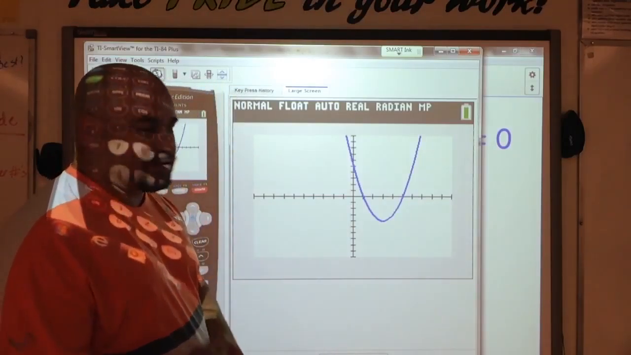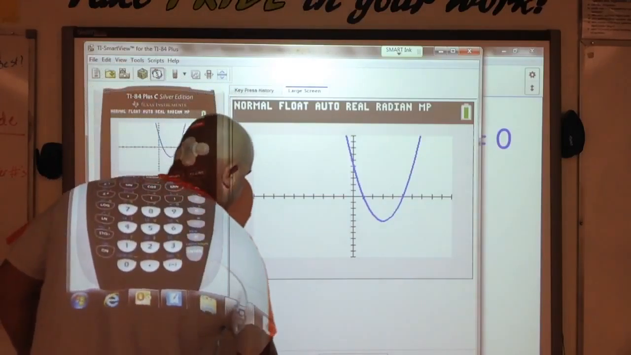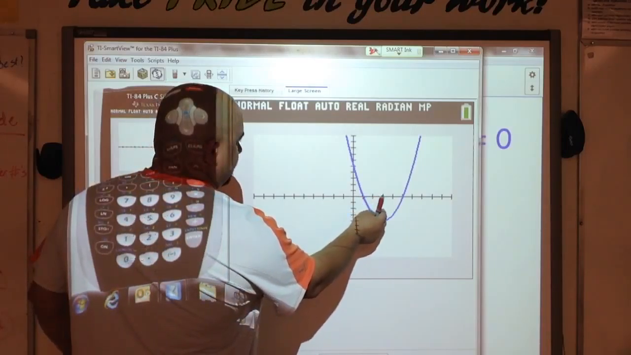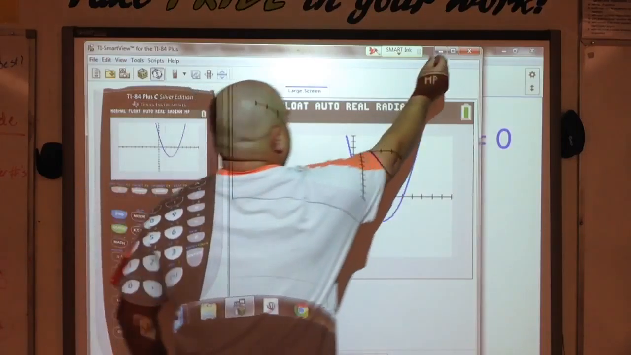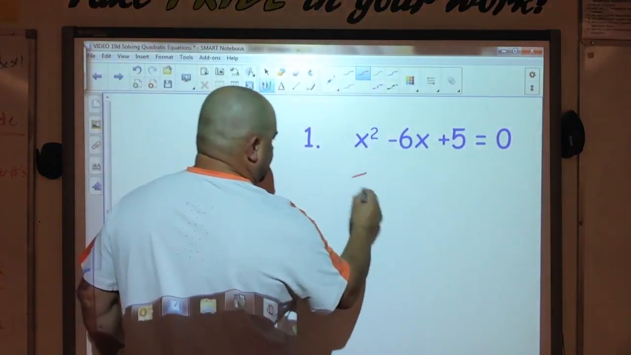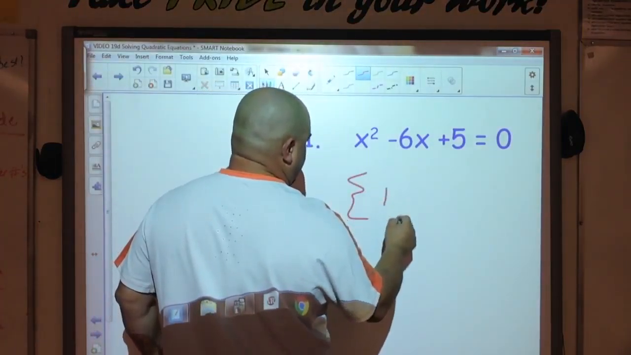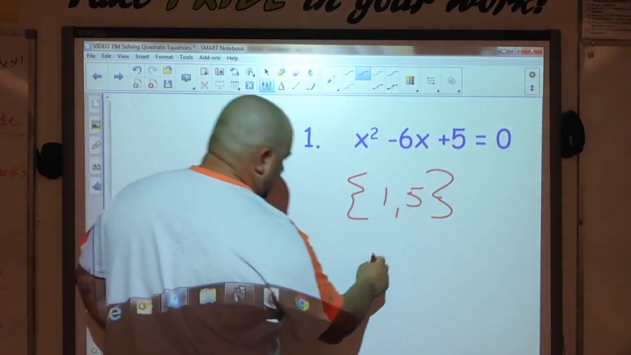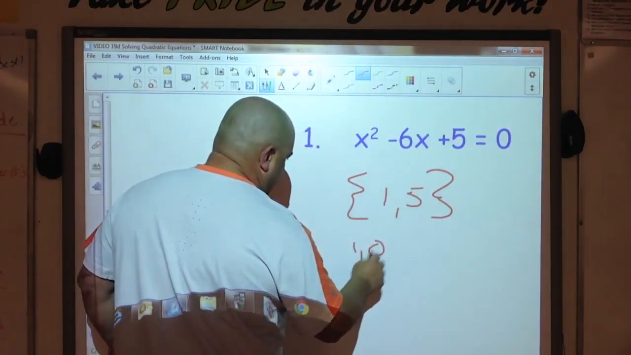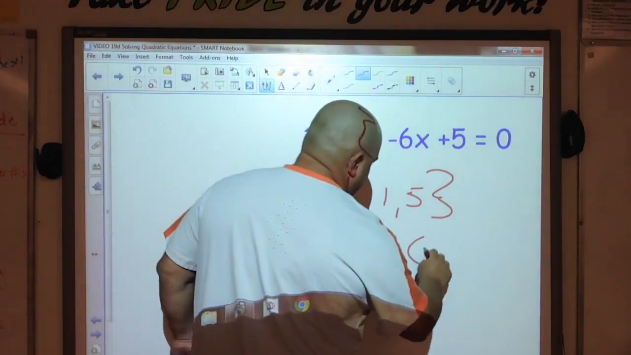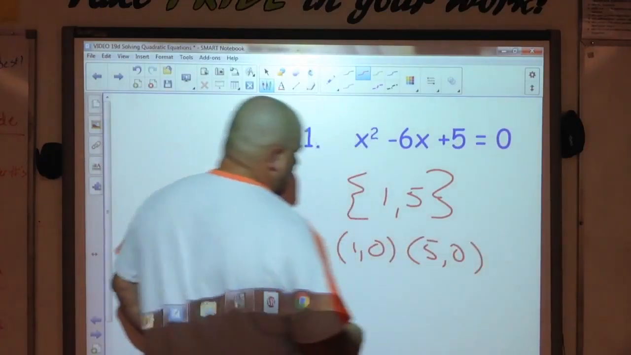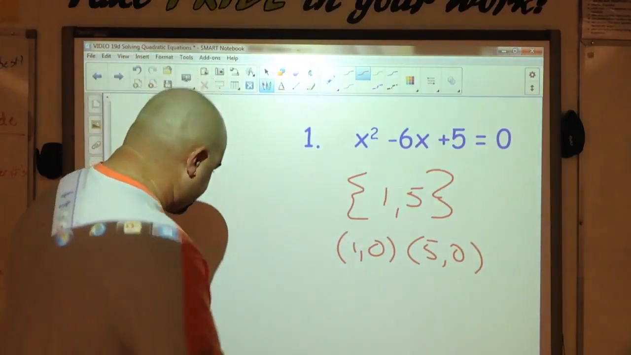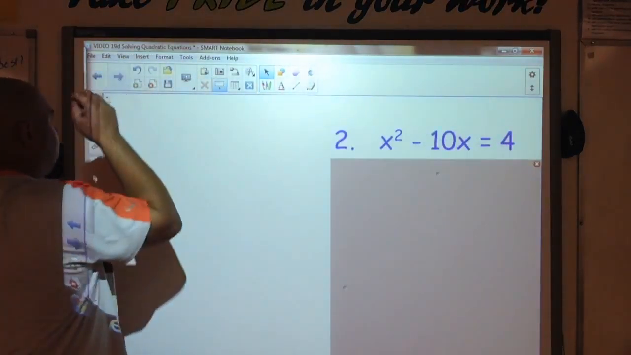In order to find the solutions, all I'm going to do is count. From here to here is 1, and then 2, 3, 4, and 5. So my 2 solutions in this case are 1 and 5. You can write it in set notation, or you can write it as ordered pairs. Either way will work for me. So those are your solutions for number 1. Let's go to number 2.